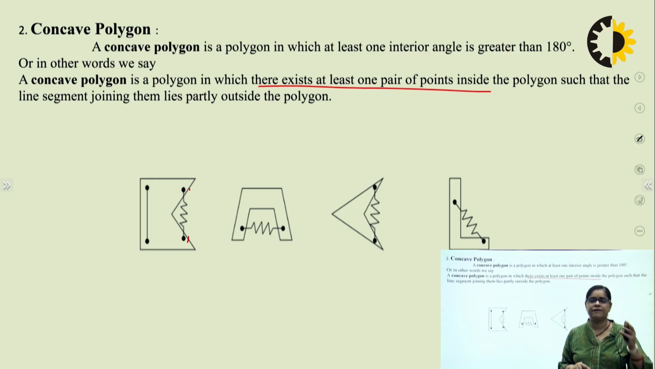So when we are joining the two points or making the line segment, part of that line segment will be outside the polygon. Then only it will be called a concave polygon.